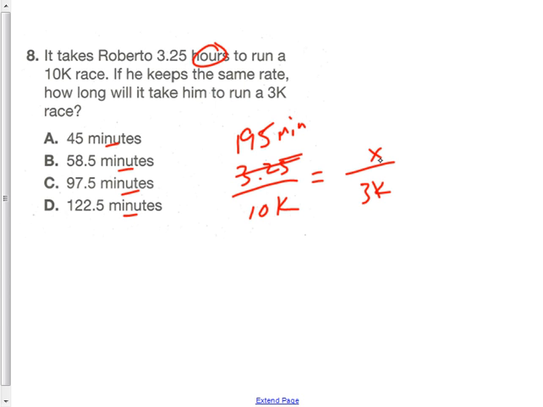So now let's put an X here, and let's cross multiply. So I get 10X is equal to 3 times 195, which is 585. And divide both sides by 10. So that X is equal to 58.5.